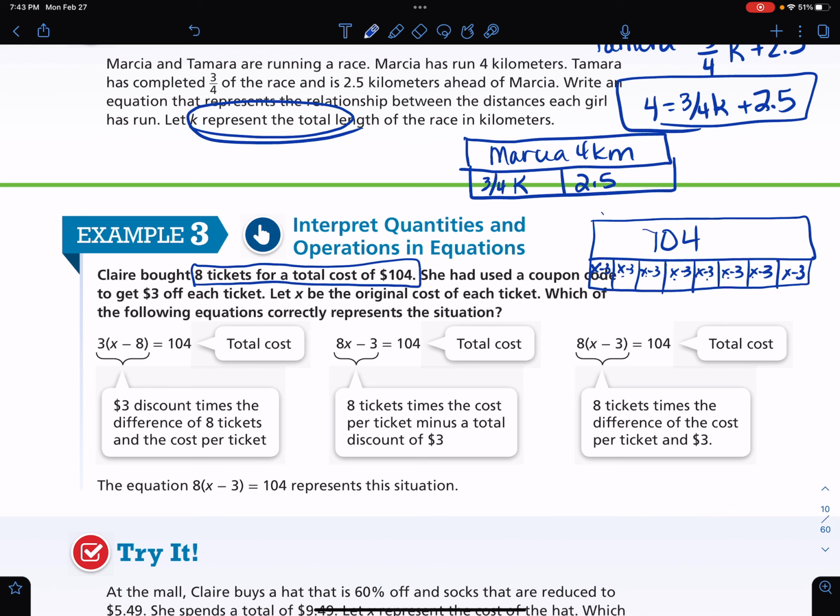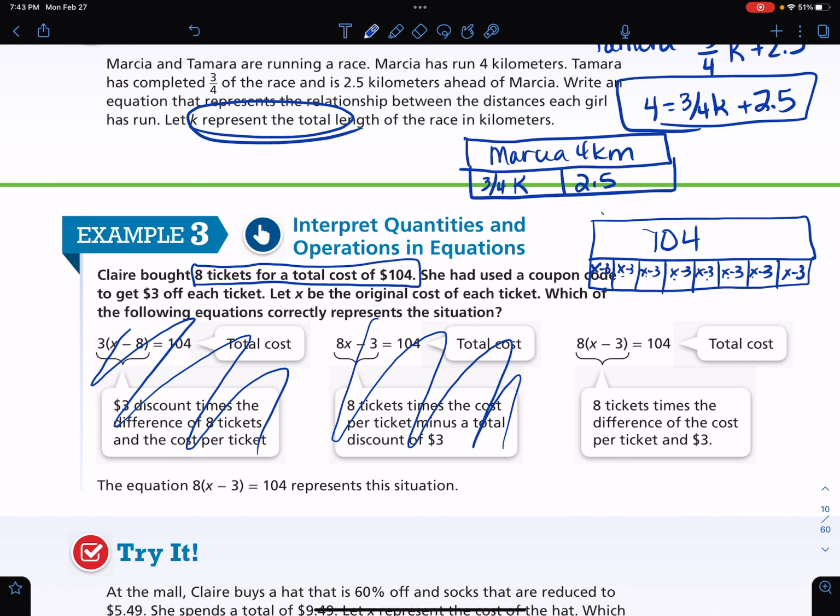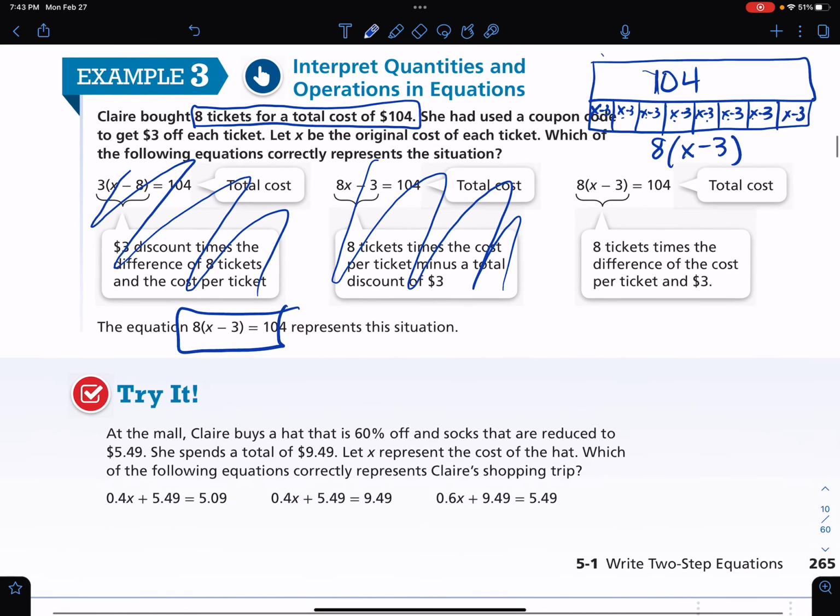So, this one is not right because I didn't do this. This one's not right. But once I drew this picture, I see that I have X minus 3 8 times. And it is equal to the 104 up there. So that explains why this one works. And this is our equation. Okay, let's do the try it.